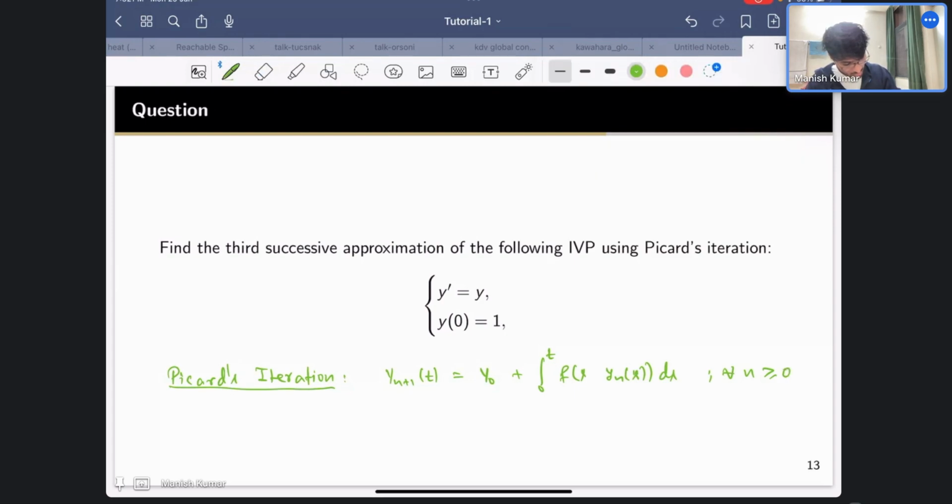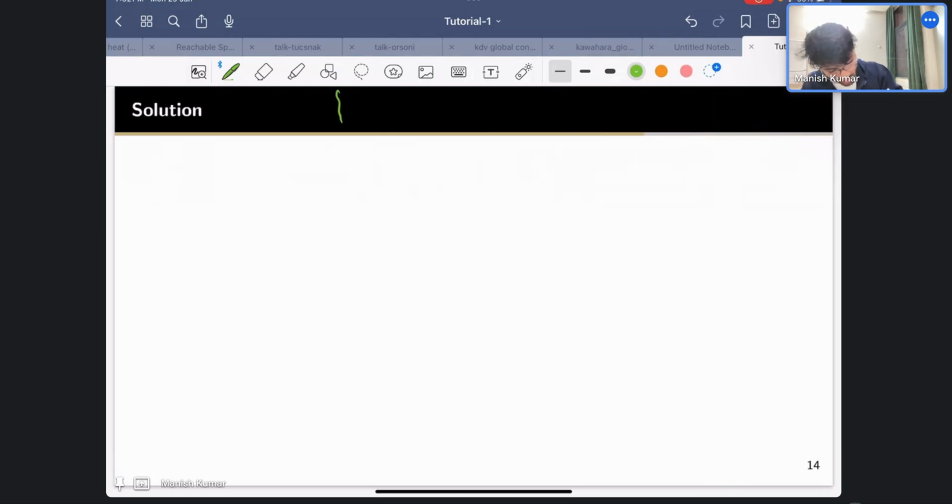Okay, so you have this kind of iteration, and then you show that this converges to some function y, and then that function y becomes a solution of this IVP. So in this problem we have to compute this y_{n+1} for n equal to 2. So the question is that you have to obtain y3. Okay, so let us try to see how it looks. So let me try y prime equal to y, and y0 is 1. So this is the IVP under consideration.